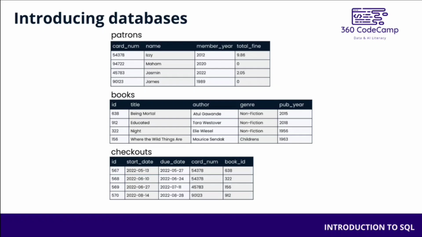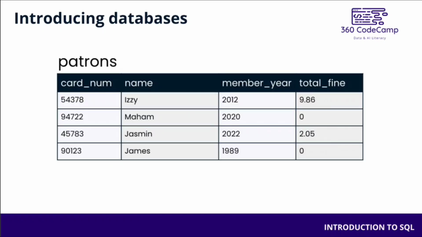So, picture this. You are in charge of managing data for a library. You need a system to keep track of everything: patrons, books, and checkouts. That's exactly what a database does. It stores all this information in something called tables, where data is organized into rows and columns, kind of like a superpowered spreadsheet.